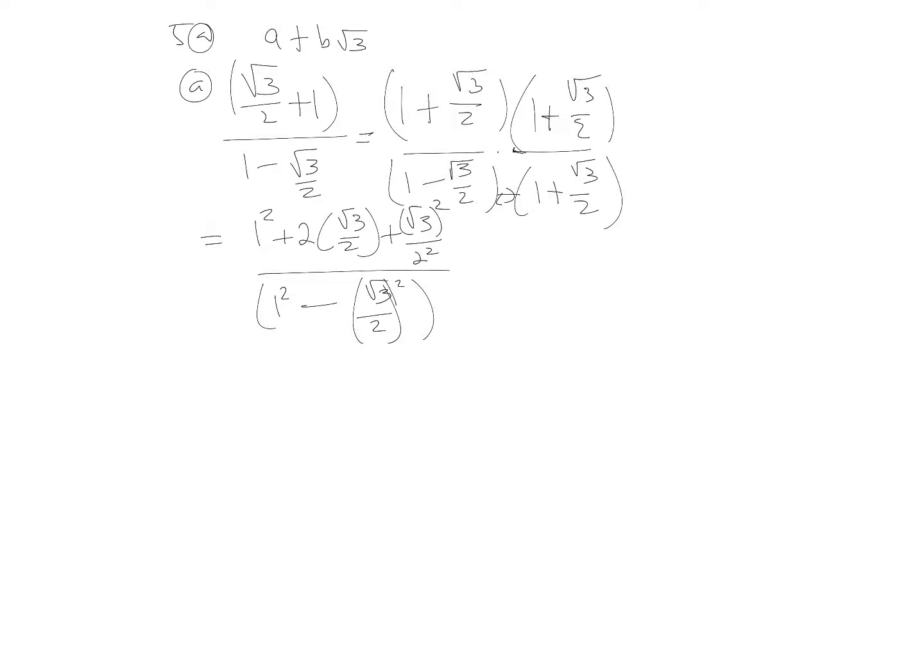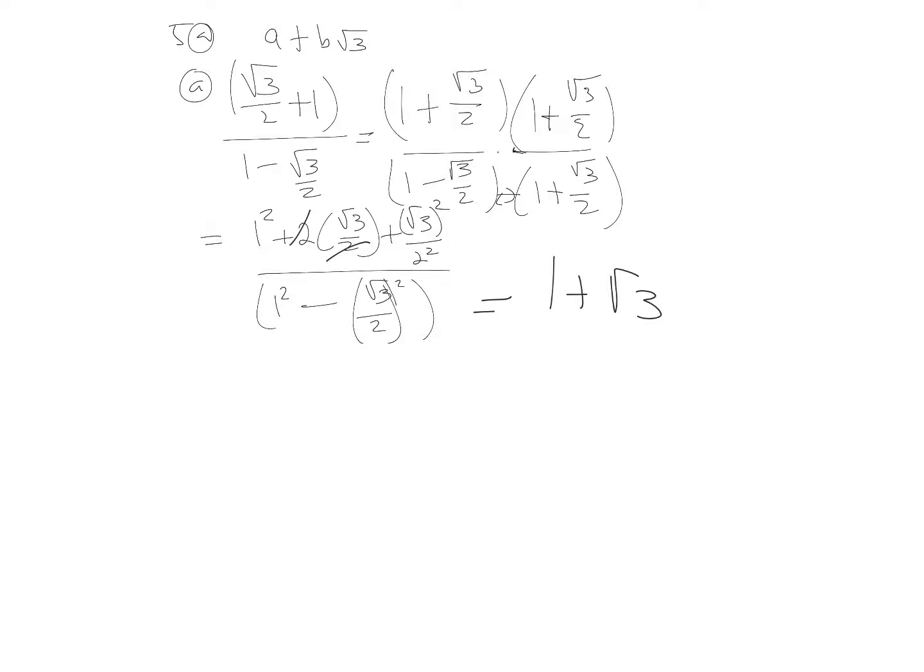So now let's simplify this. 1 squared is 1. And then we would have 2 times root 3 over 2. But if you notice, the 2 in the numerator and the 2 in the denominator will cancel each other out, which will just give us plus root 3.